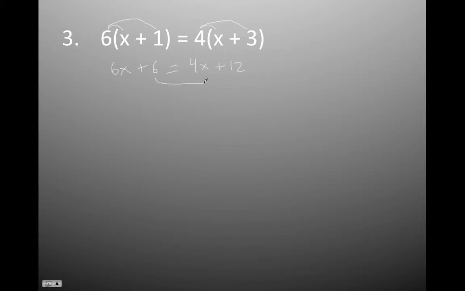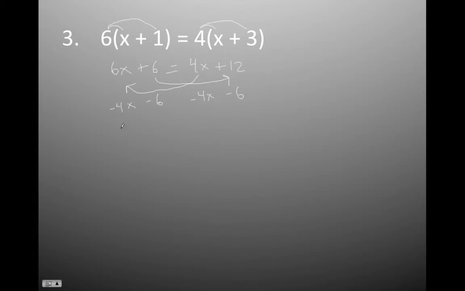Now we can move things to each side of the equation. I'm going to move the 6 this direction, and the 4x this direction. To do that, I'm going to subtract 6 because it's positive, so I've got to subtract 6 here. And I've got to subtract 4x because it's positive, to cancel it out. Inverse operation, addition, subtraction.